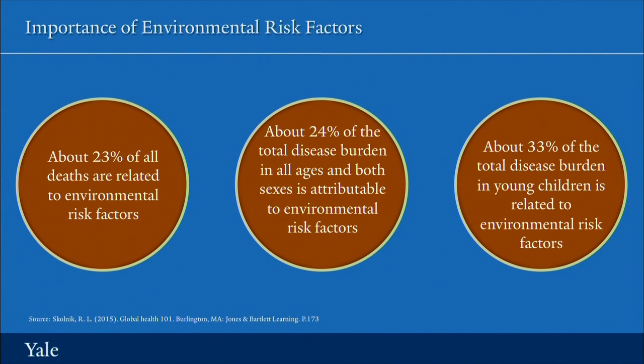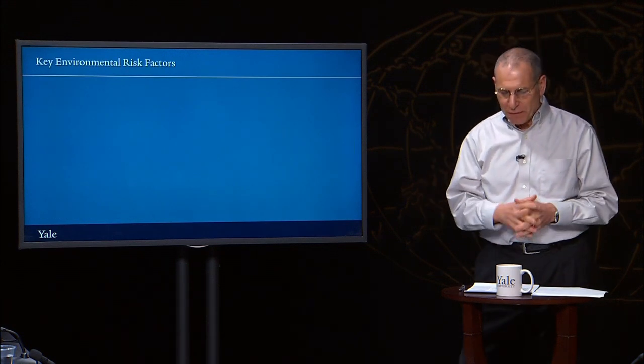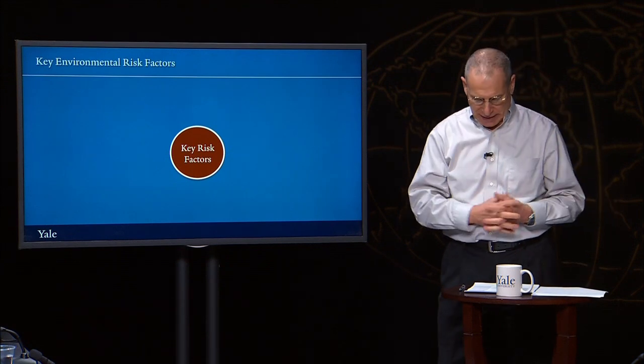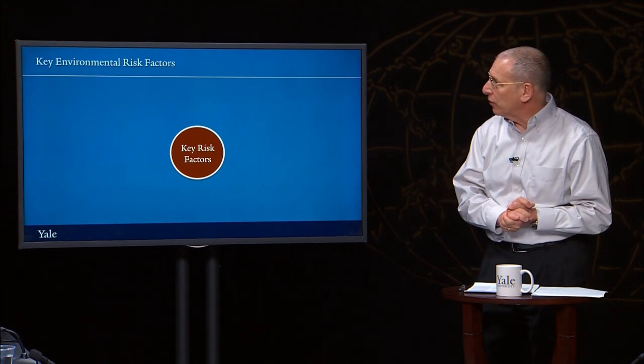About 24% of the total disease burden in DALYs in all ages and both sexes is attributable to environmental risk factors. It's also been estimated that about 33% of the total disease burden in young children is related to environmental risk factors as well. Now, the Institute of Health Metrics and Evaluation suggests that about 15% of all deaths in all age groups for both sexes are attributable to 5 environmental risk factors, and let's look at them here.